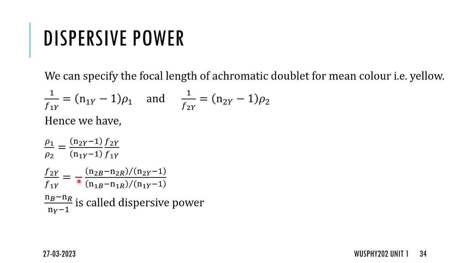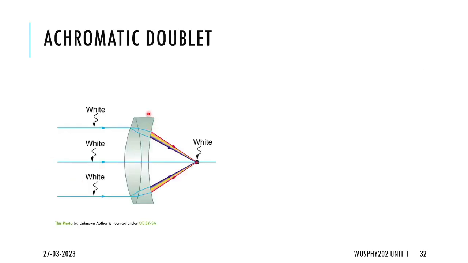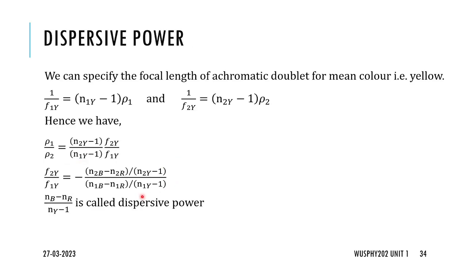So why was that concave lens shown in the earlier diagram? That condition comes from this condition.